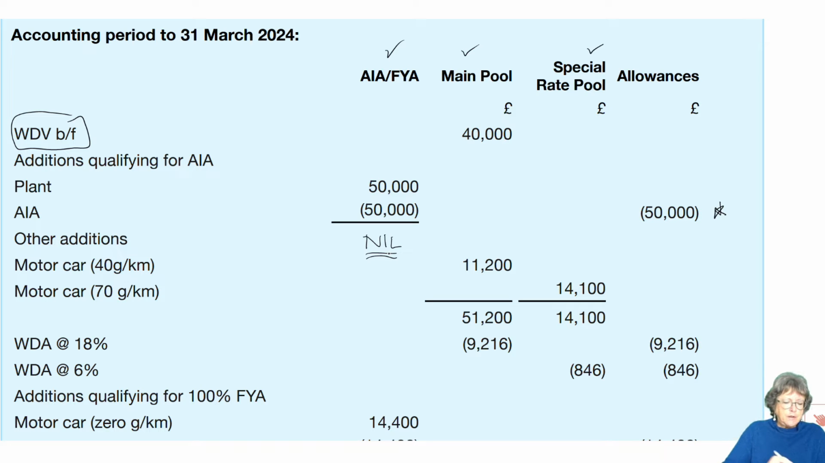Other additions. See, we have 2 cars. Do you remember the cars? 40 grams means it goes in the main pool, and we're going to get 18% on that. This is a high gram, so that's only going to get 6% because it's been put in the special rate pool. So what you've done is you've copied that, that, that and that. And you'll get half a mark for each one of those because you've put them in the correct place. Always subtotal your totals here. So my main pool now has 51,200 in it, and my special rate pool has 14,100.